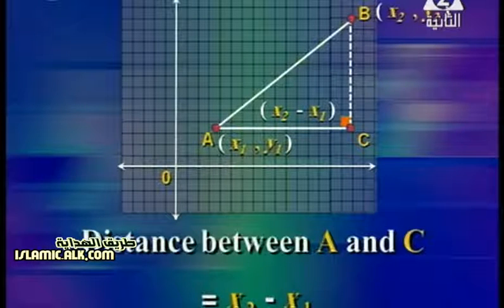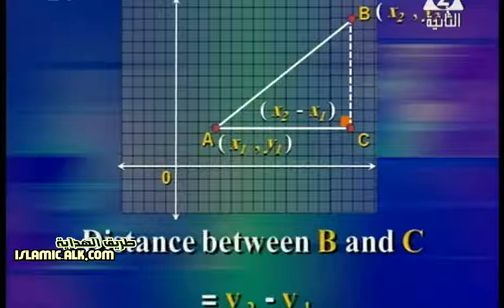This means that the distance between A and C will be x2 minus x1, and the distance between B and C will be y2 minus y1. Can you find the distance from A to B? Yes, by using Pythagoras theorem. So, AB to the power of 2 equals (x2 minus x1) to the power of 2 plus (y2 minus y1) to the power of 2.